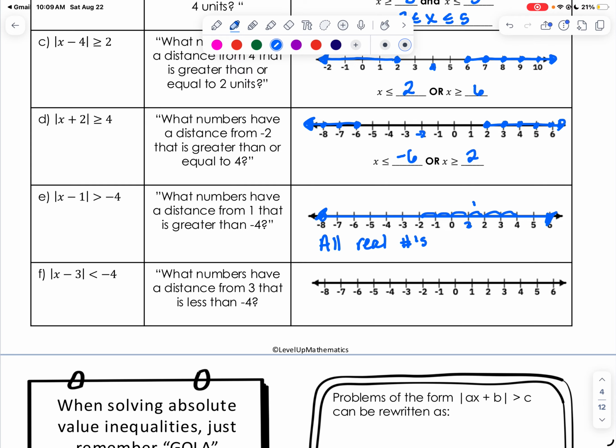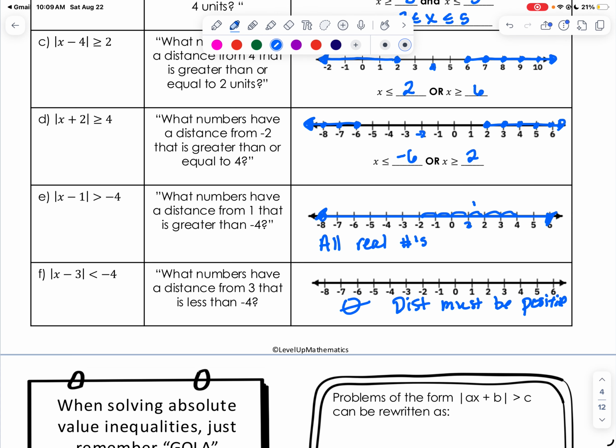All right. F. Absolute value of X minus 3 is less than negative 4. What numbers have a distance from 3 that is less than negative 4? So this would be no solution because distance must be positive. So I'm not going to shade the number line at all in this situation.